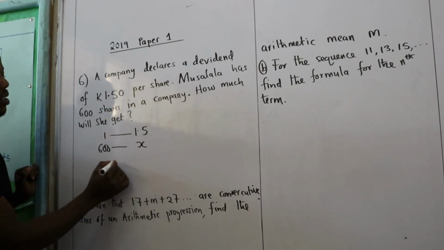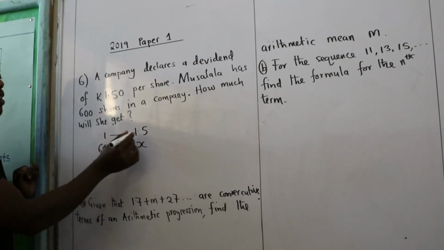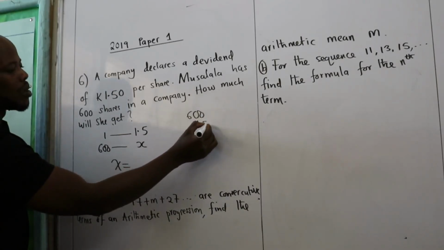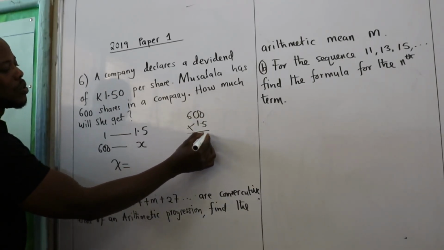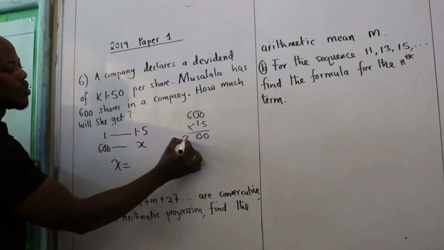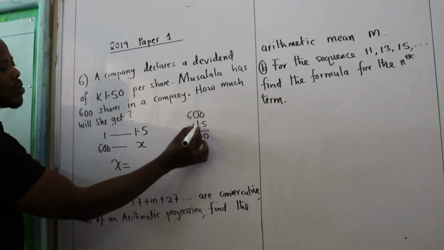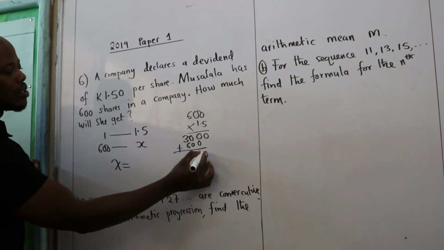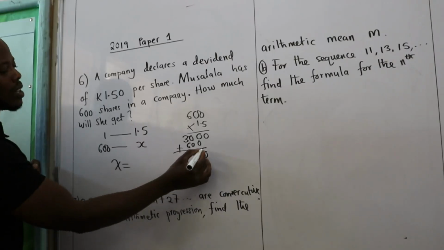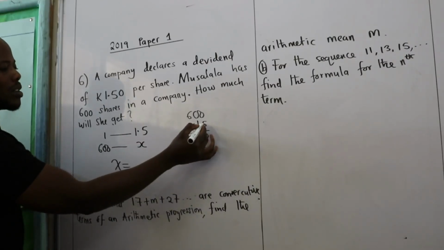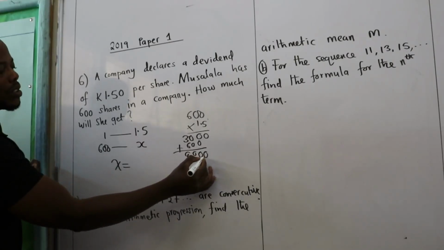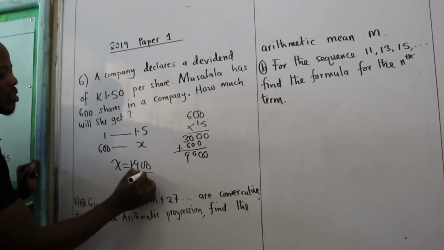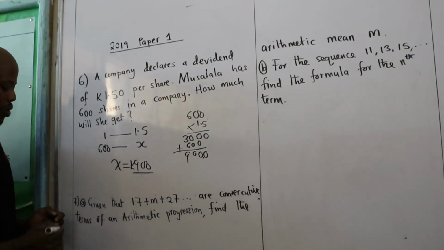So 1 times x is x. 600 times 1.5, we don't know. So we'll say 600, here 1.5, we are multiplying. This will give us 0, 0. Here to give us 30. This one 0, 0. This one 6. So now we add. So this is 0, 0, 0. Here it's 9. So the decimal, how many decimals? It's only 1 here. So just put the point here, meaning we remain with 900. So this is our value. We go to the next question.